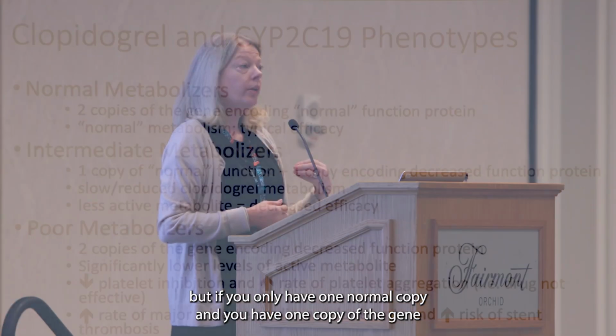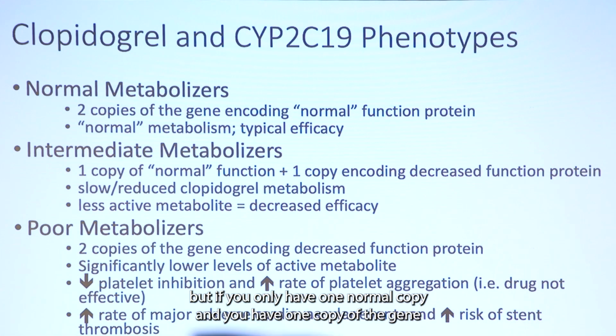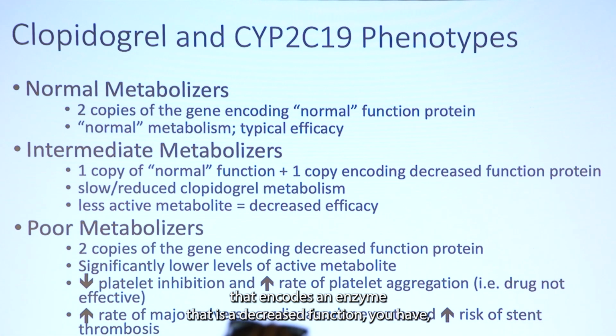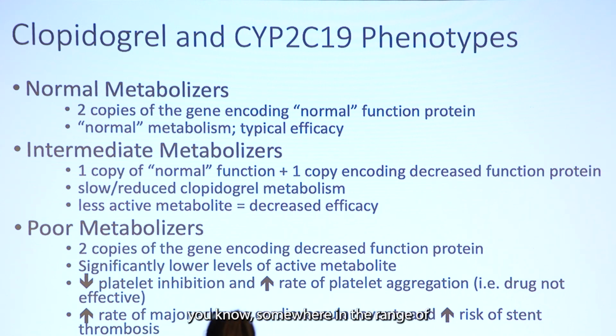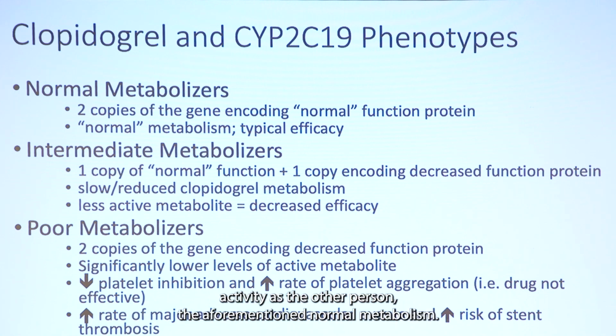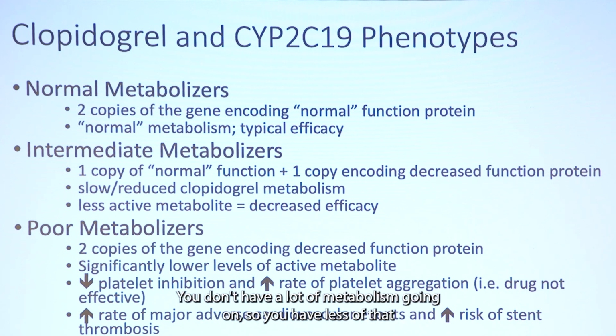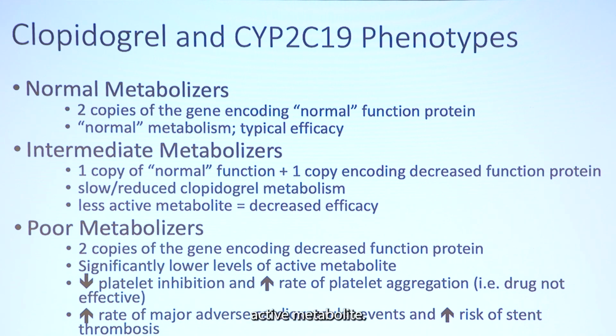But if you only have one normal copy and you have one copy of the gene that encodes an enzyme that is a decreased function, you have somewhere in the range of only 75% maybe of the activity as the other person, the aforementioned normal metabolizer. So you are called an intermediate metabolizer. You don't have a lot of clopidogrel metabolism going on, so you have less of that active metabolite, so the drug's not working as well for you.